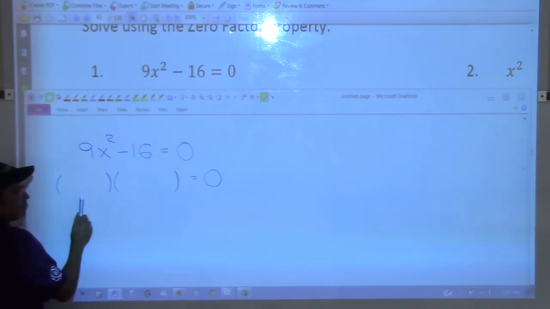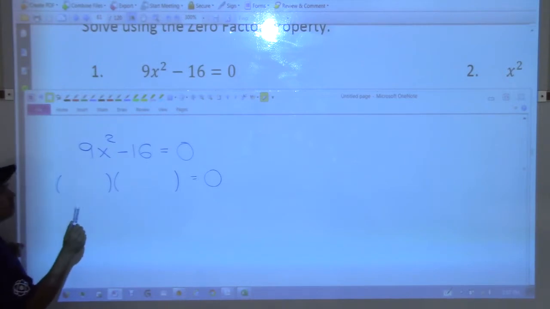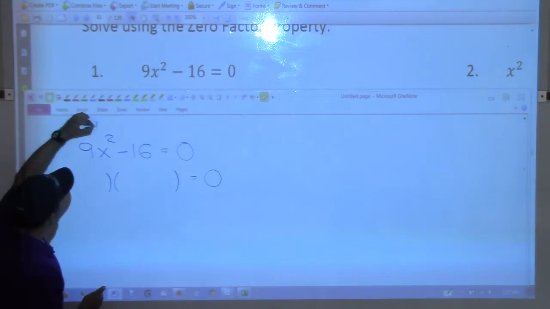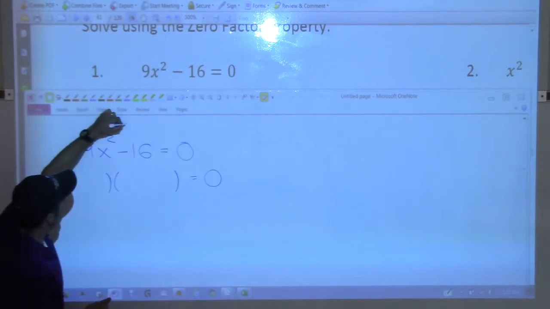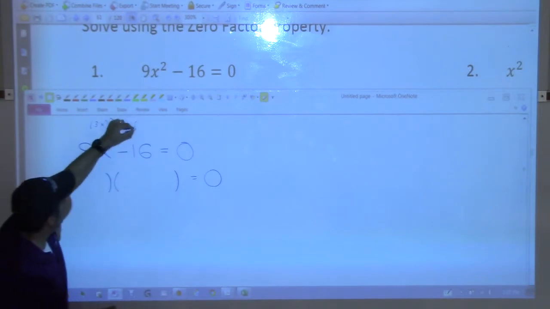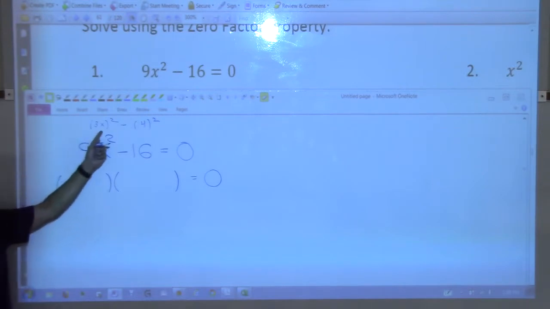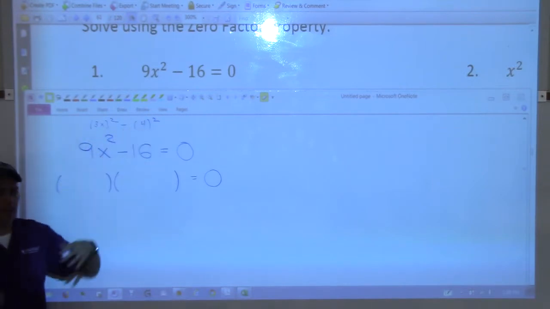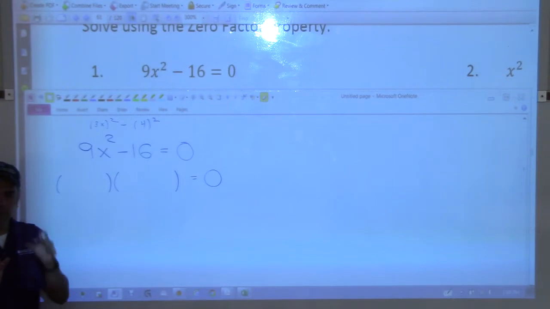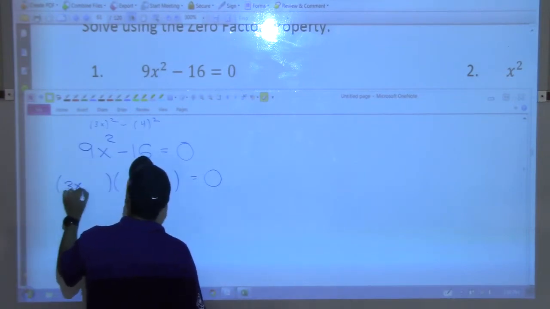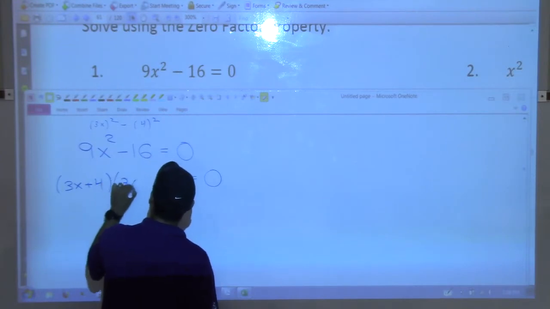Any idea how this will go? This is going to be 3x minus 4 or 3x plus 4. So we have to recognize this as being something squared. 3x squared, and then minus, this has to be something squared, 4 squared. 16 is 4 squared. So this is our a squared minus b squared, and that formula that I gave you is a plus b times a minus b. So this will become 3x plus 4 times 3x minus 4. Brianna, does this make sense? Yeah. Okay.